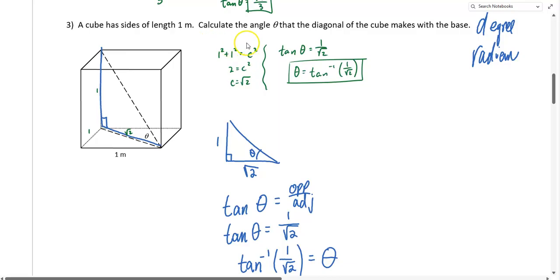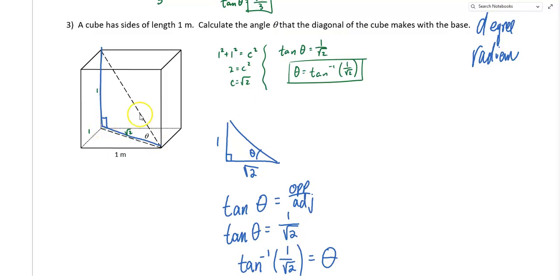Finally, we did talk about the cube problem in that we found the length of the diagonal, but we ended up not calculating the angle theta to make that work. Now, the initial thought might be that this is a 45-degree angle because we're dealing with a cube and all the side lengths are equal. But let's recall that tangent of theta is describing our opposite side length divided by, I'm sorry, opposite side length divided by adjacent side length.